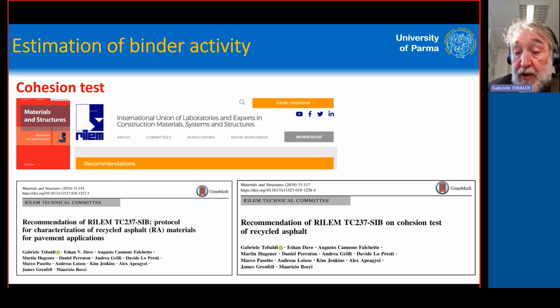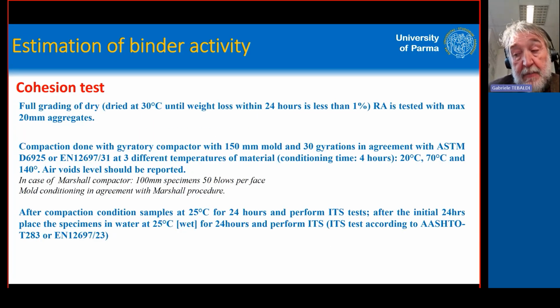This is called the cohesion test. Again, very simple, in order to provide a device that identifies differences very fast in the workplace. The wrap is compacted without any bitumen added, compacted at different temperatures, and we look if there is the possibility to have a specimen and what the IDT stress of this specimen is, tested at 25 degrees.